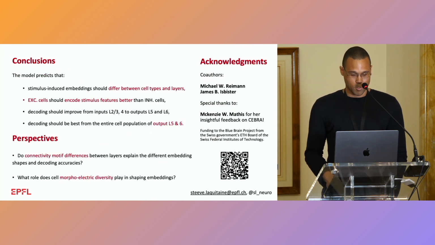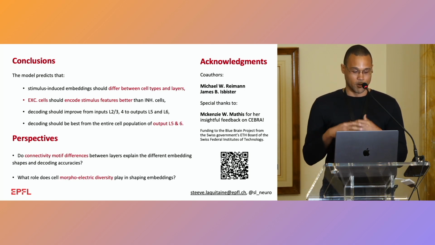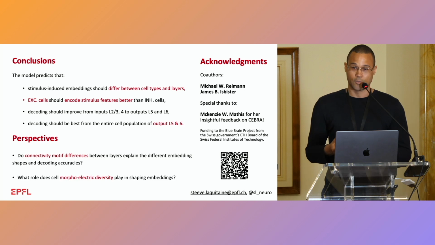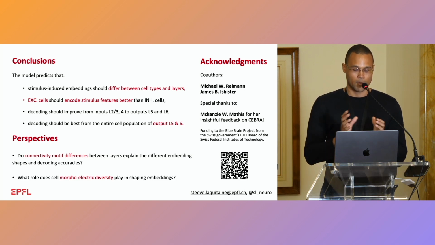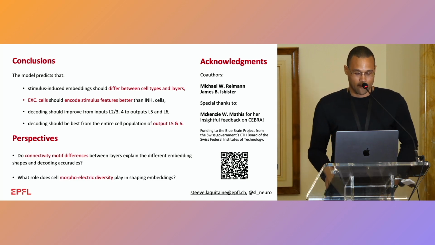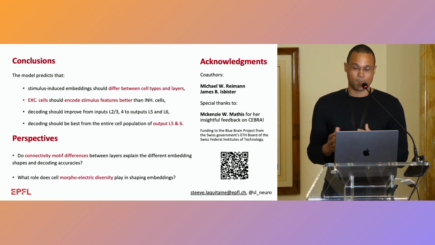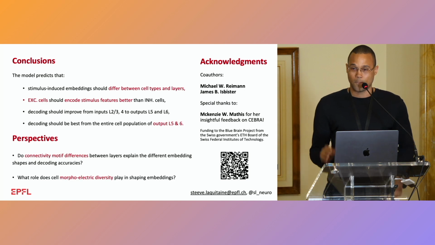So in conclusion, the model we have predicts that stimulus-induced embedding should differ between cell types and layers. The decoding should be much better for excitatory cells compared to inhibitory cells, and it should improve from input layer to output layers in the microcircuit. Finally, the decoding should be much better for the entire cell population compared to each cell type separately.